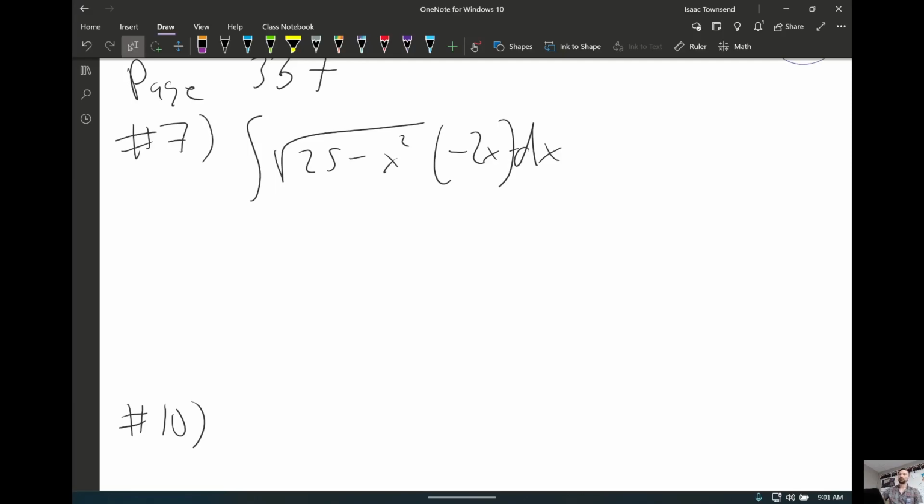Okay, first thing we need is u. What do you guys think u should be? 25 minus x squared. Okay, let's try that. The next thing we need is du dx. Somebody else tell me what that would be. Negative 2x. Okay, negative 2x. And you always need to multiply the dx over.